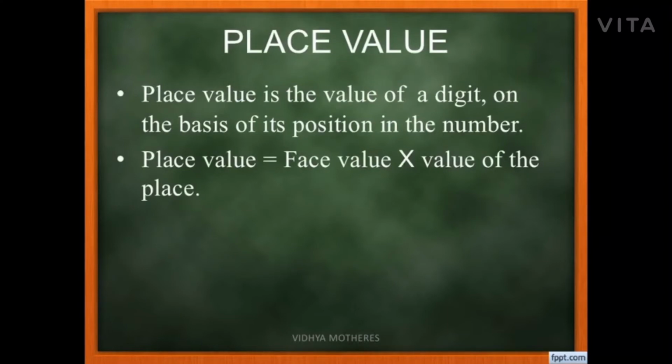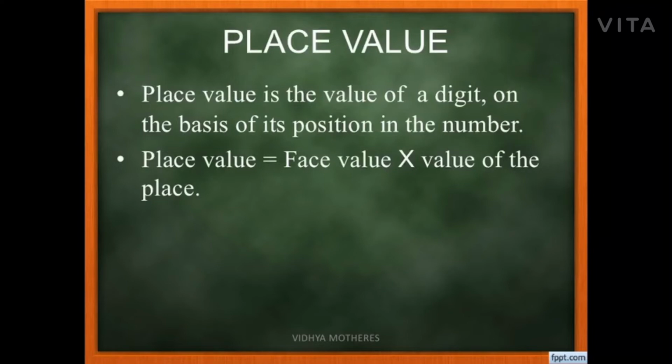Next we shall see place value. Place value is the value of a digit on the basis of its position in the number. The place value is given by the formula face value multiplied by the value of the place. We know that face value is the digit itself. Now what is value of the place?